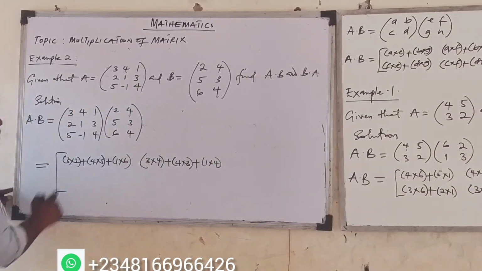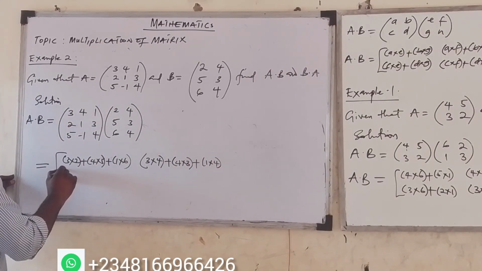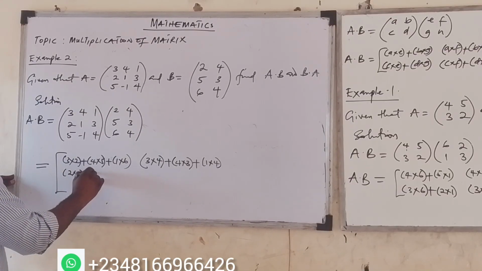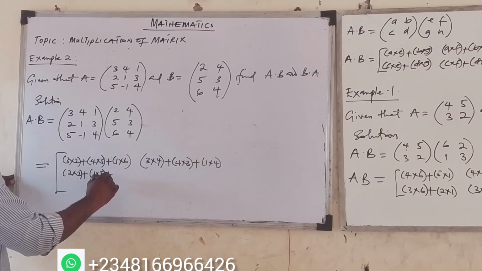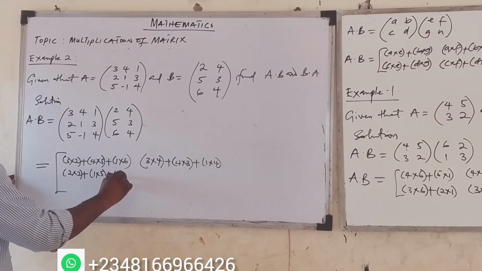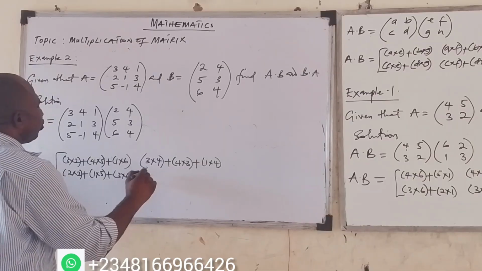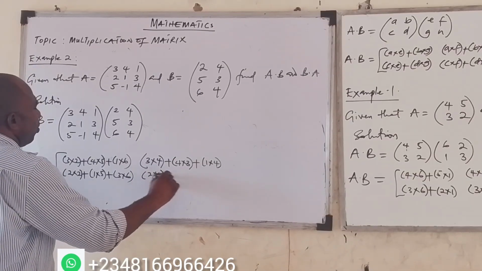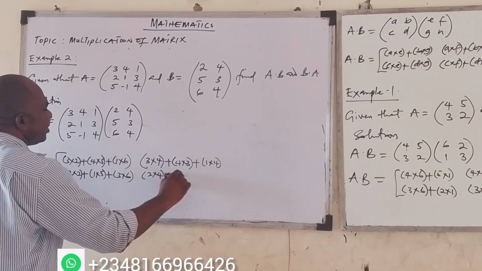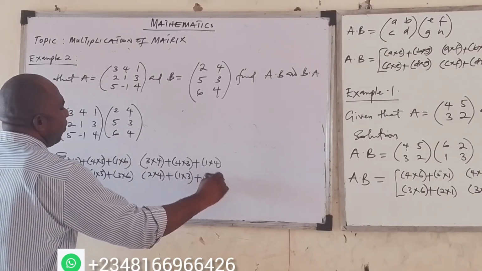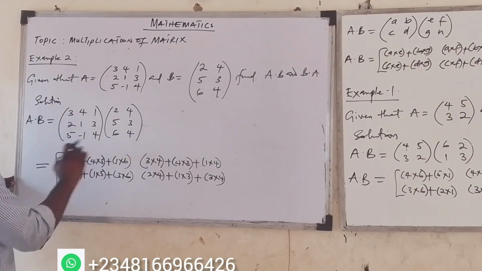So you go to the second row. This by this, we have 2 times 2 plus 1 times 5 plus 3 times 6. Now this by this, we have 2 times 4 plus 1 times 3 plus 3 times 4.